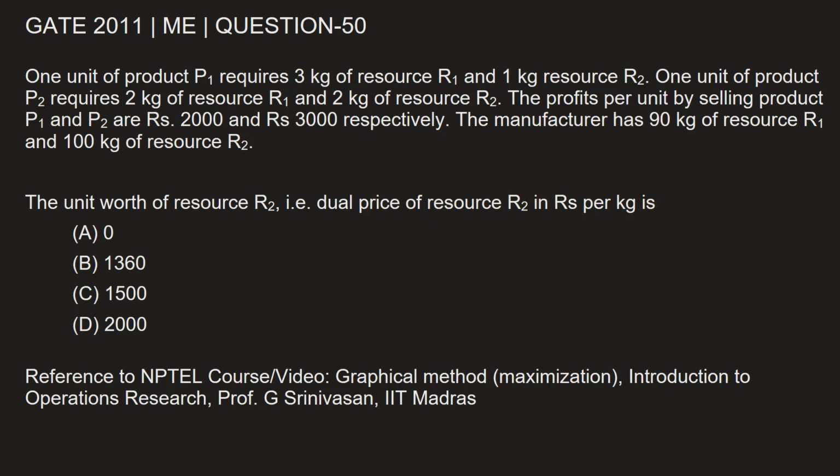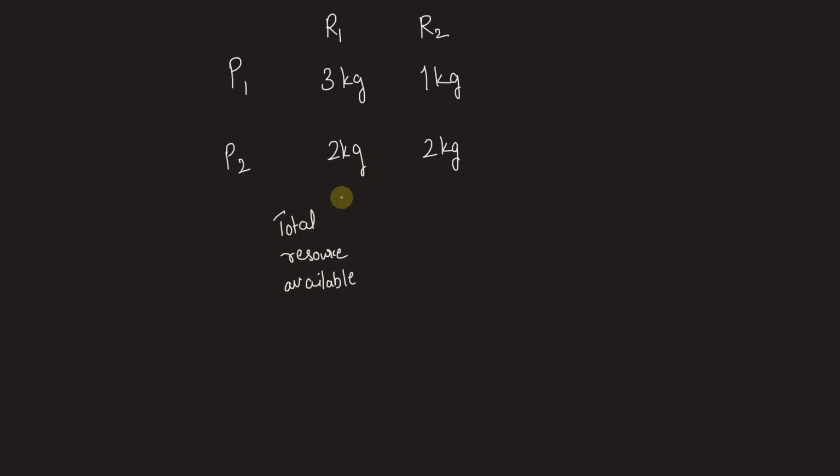Let's write the given information first. So for two products P1 and P2, we have two resources R1 and R2. For product P1, resource R1 required is 3 kg, while R2 required is 1 kg. For product P2, resource R1 required is 2 kg, while R2 required is also 2 kg. Now total R1 resource available is 90 kgs, while R2 is 100 kgs. So there is a constraint on availability of R1 and R2.